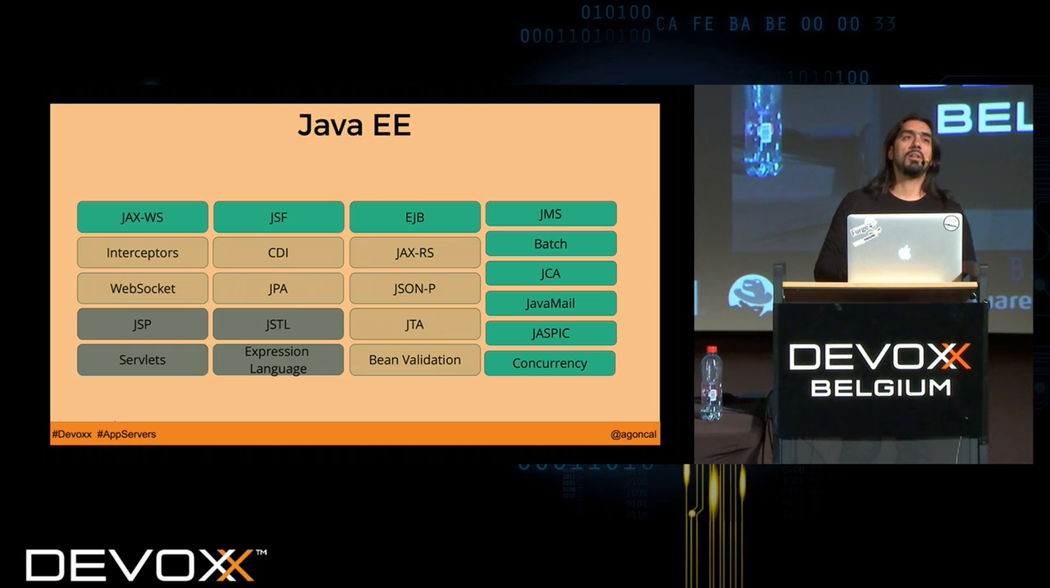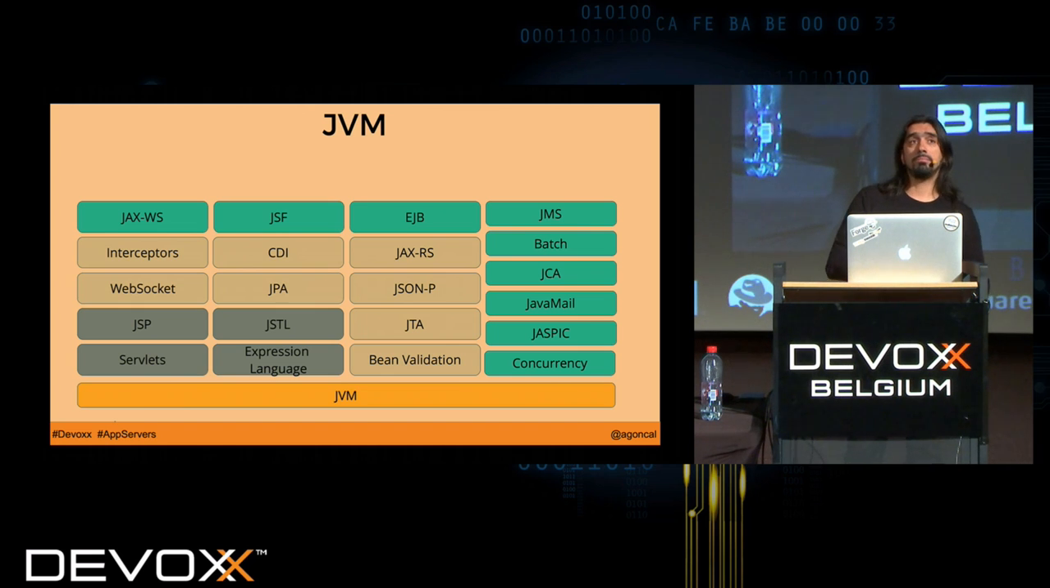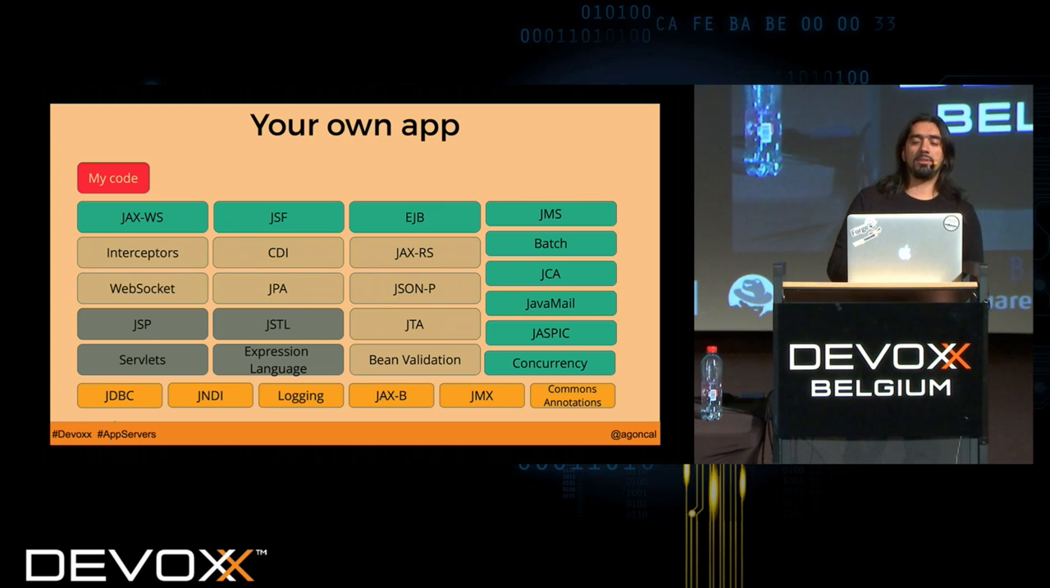Java EE 7 has all these bits and pieces that have different versions. They evolve at a different pace. So application servers, by the genesis of application servers, are trying to bundle all these bits and pieces. So Java EE is only bits and pieces. So application servers are an aggregation of bits and pieces. They run on the JVM. The JVM one day will be split into bits and pieces, if Jigsaw comes.